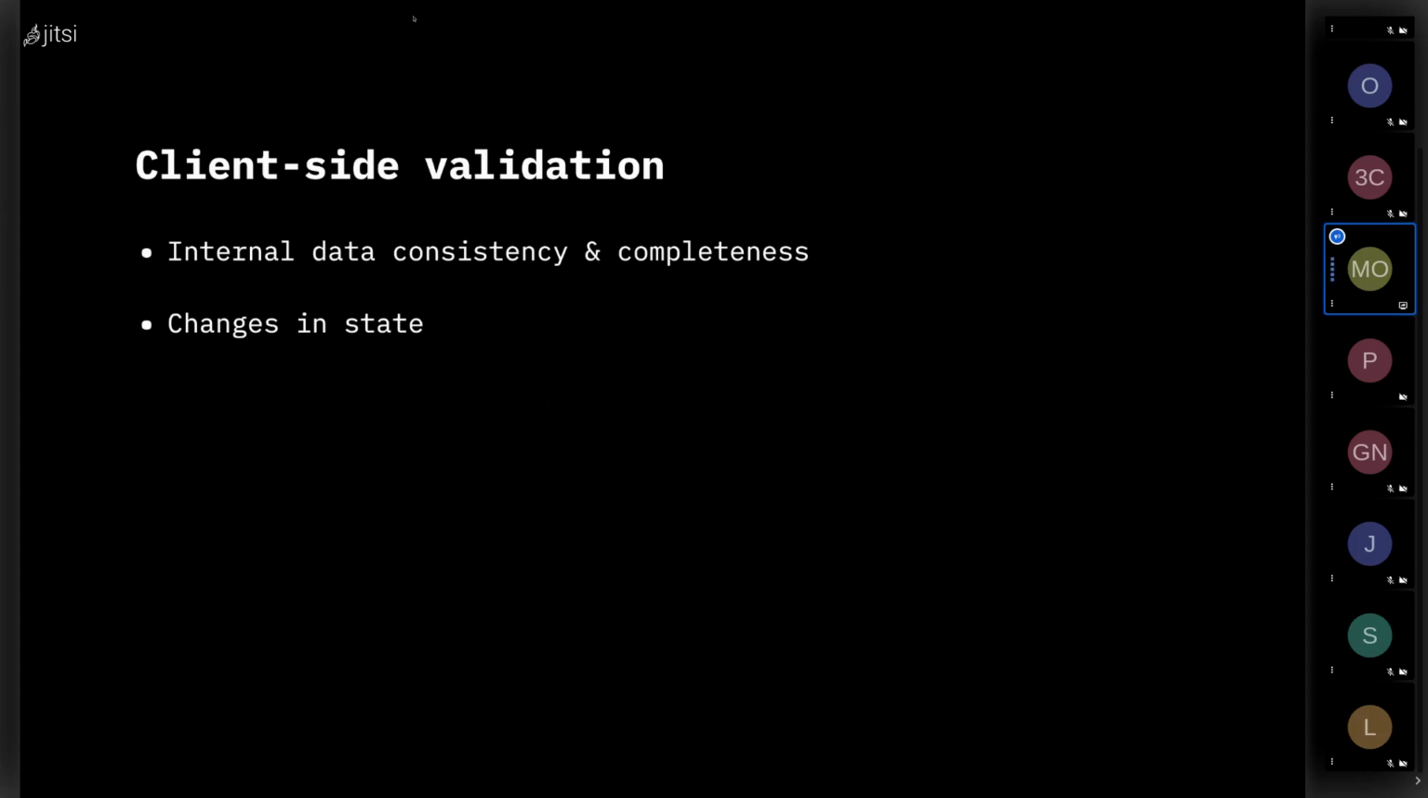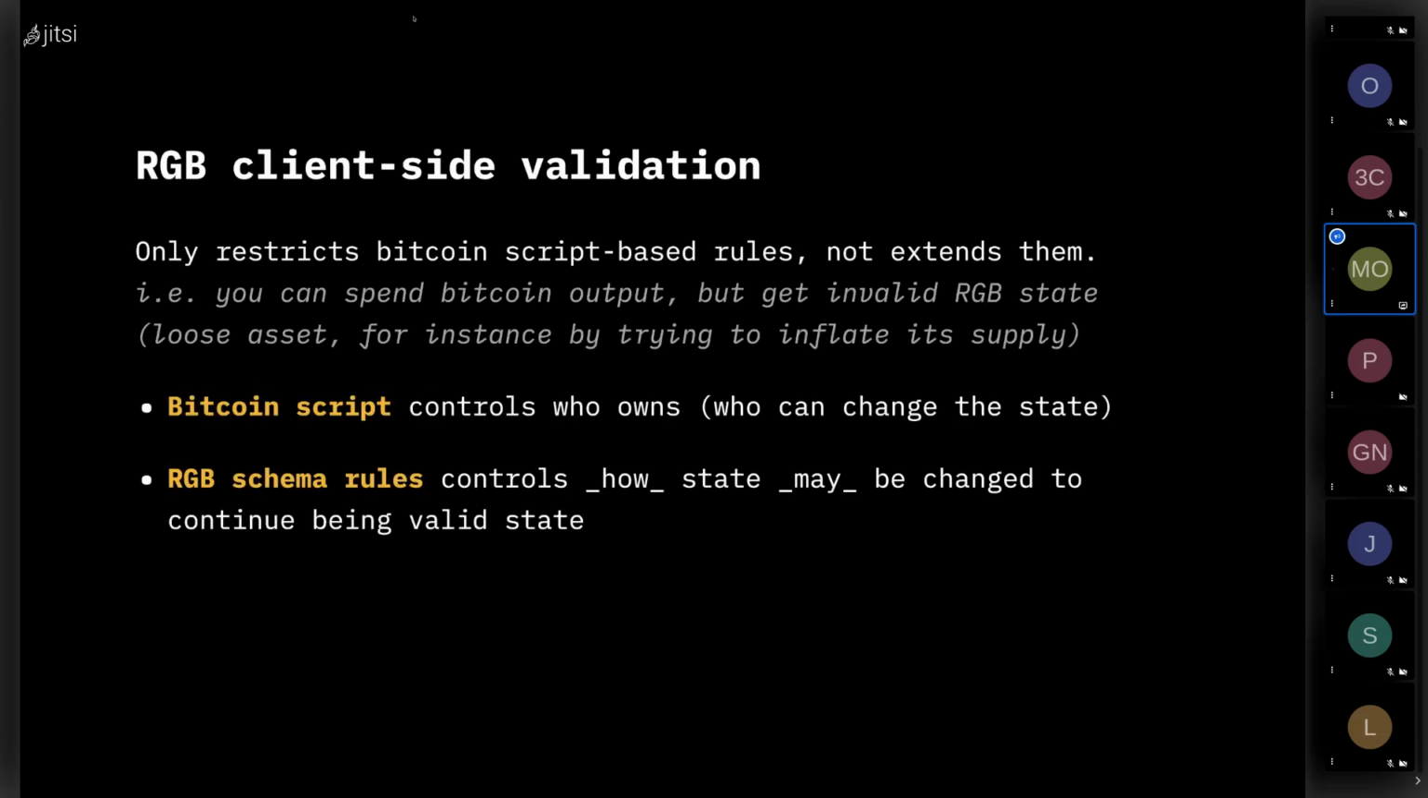And it's quite clear that for the first part, internal data consistency and completeness, you don't need any form of scripting or virtual machine. You just check that you have all the data. It is a part of the RGB core library implementing the RGB standard. There is no place for scripting or any customization. It's not schema dependent. It's just generic for RGB. While with state, it's a bit more complex because with state, you have both a conservative and a dynamic part of validation, which I will be talking about a bit later.